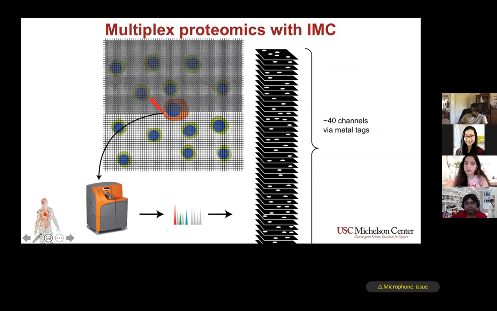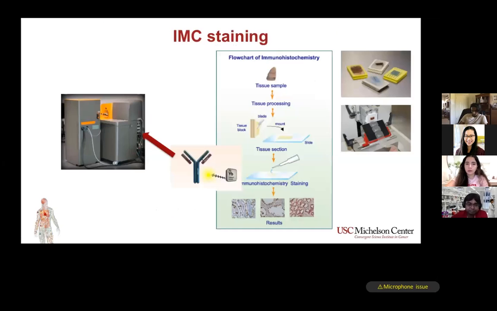Since you have 40 channels, you can get images of 40 different metals or 40 different antibodies. That means 40 different markers. Once you finish the ablation, you can stack all these 40 channels or 40 antibodies together, and you get one image, which you can use for analysis.